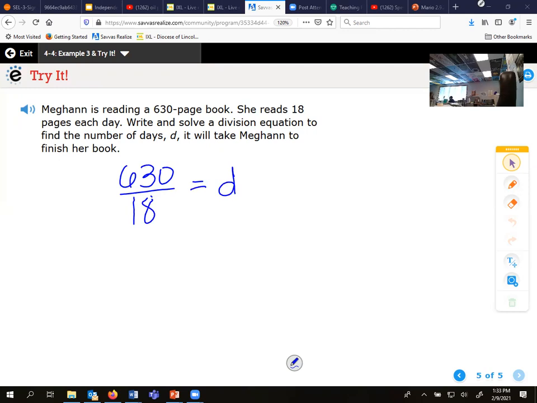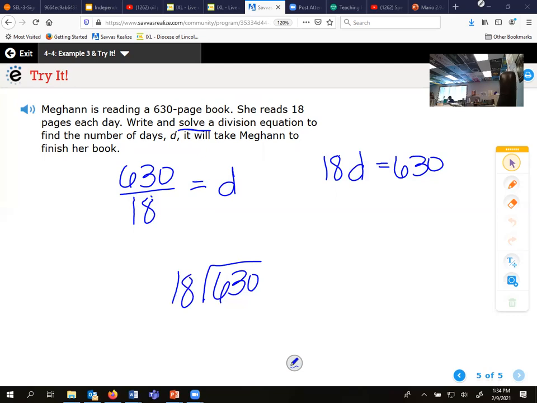Okay, if I wanted to write a multiplication equation, I would show 18 pages times a bunch of days equals 630. Okay, they specifically ask for the division equation though. So watch when you're doing the homework, if they ask you, make sure you're using the right form, either division or multiplication. But then we do need to find the number of days because it says solve. Okay, so let's take 630 and divide it by 18.